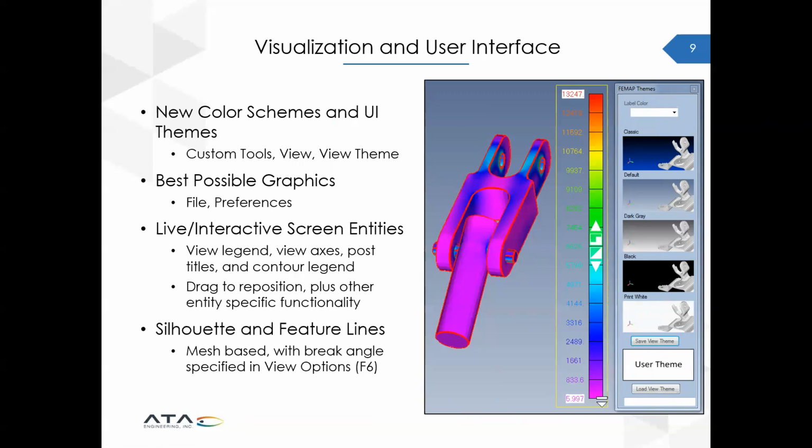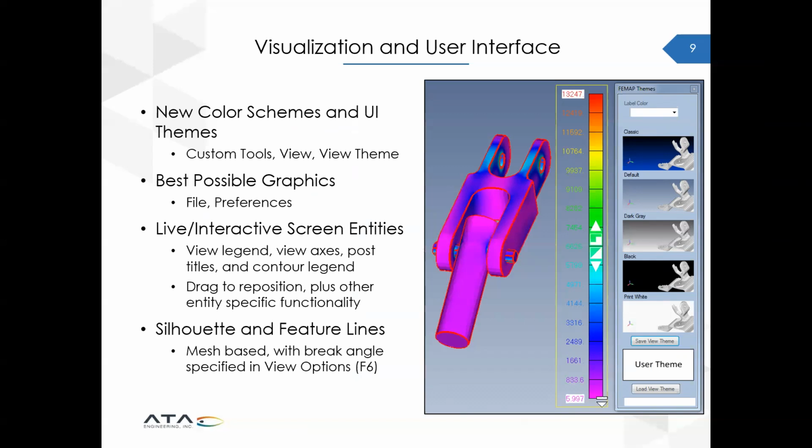They've also introduced best possible graphics. So previously you could go in and you could manually control your graphics settings, and that option is still available to you, but what they've introduced with Femap 12 is best possible graphics. So I'll show you where this is. It's in File Preferences. And essentially what it does is Femap will query your computer. It will try to figure out what graphics hardware you have installed. And then based on that, it will make recommendations. And most of the time, this is going to be the best graphics options for us.